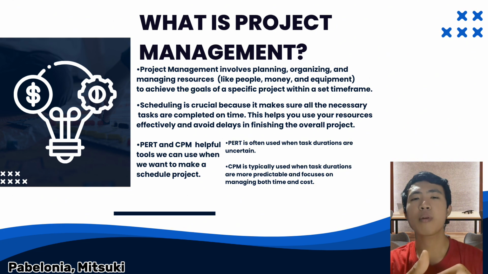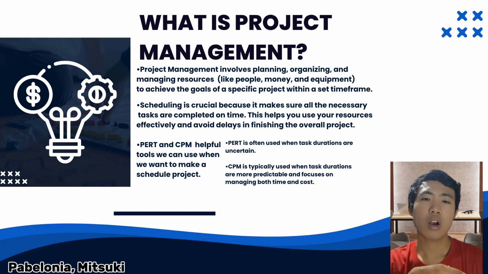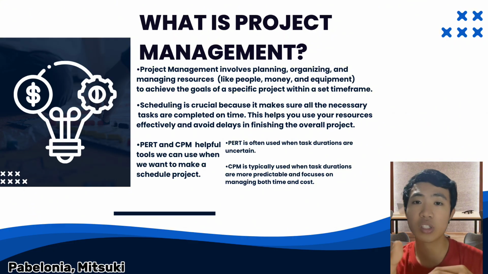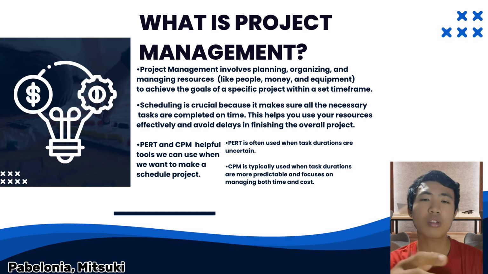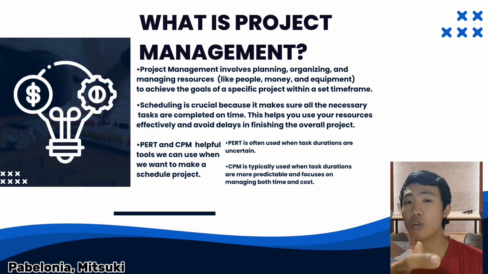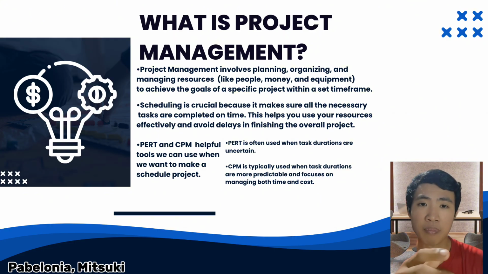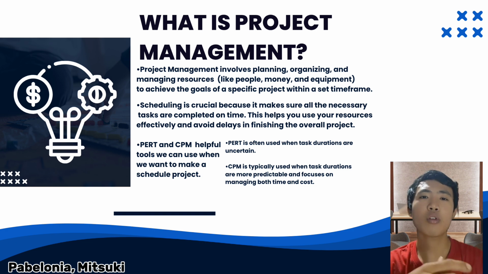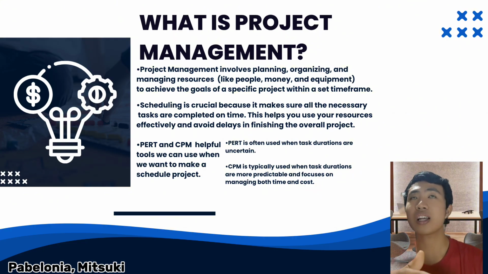PERT, or Program Evaluation and Review Technique, is used when you're working on a project where you're not entirely sure how long some tasks will take. PERT helps you estimate the possible time frames considering the best case, worst case and most likely scenarios. So the use of this is when you're not really sure exactly how long some of the tasks will take, and it helps you guess the possible time it might take, considering things could go faster, slower or just right. While the CPM, or Critical Path Method, we will use when you have an idea of how long each task will take.